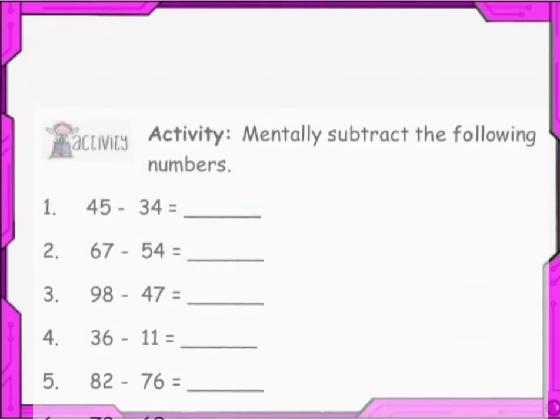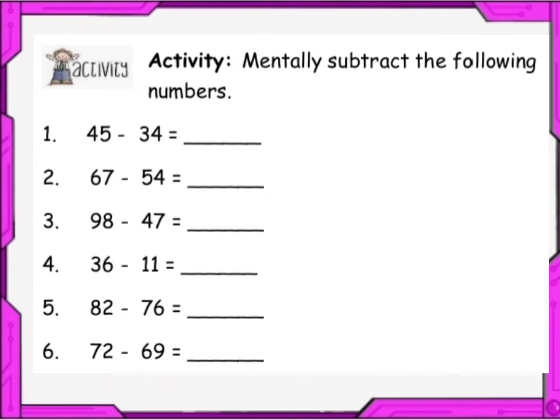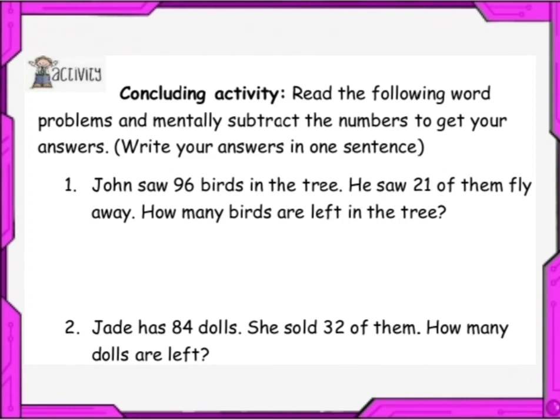Now, let's do the activity for today. So, you are going to mentally subtract the following numbers. Remember to follow the steps. When you finish, we are going to do the concluding activity. Read the following word problems and mentally subtract the numbers to get your answers. Remember to write your answers in one sentence.